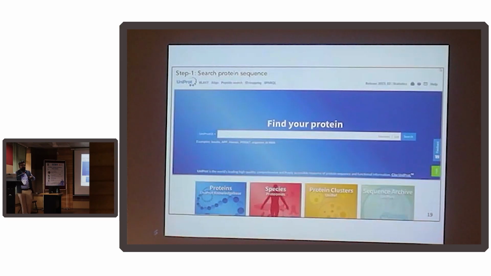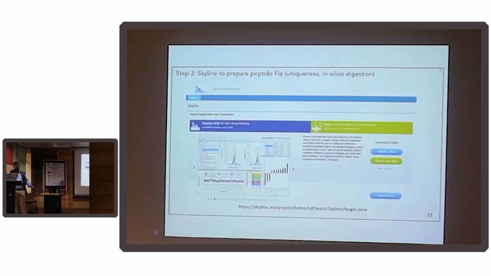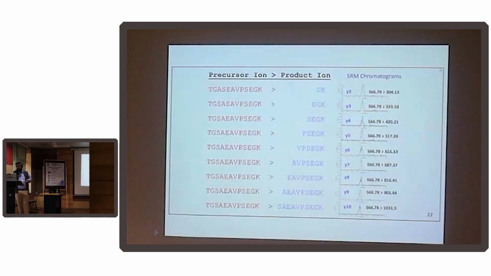So I will go through this very briefly. You start with a protein sequence search. I think all of you know this database is UniProt. Then suppose you search for P53, which is a cancer specific tumor antigen. Then you upload it on Skyline. Now Skyline, based on the protein sequence and the enzyme that you add, from the database, you know the protein primary sequence is there, right? And in Skyline, you can computationally detect that, okay, these are the peptides that can be formed.